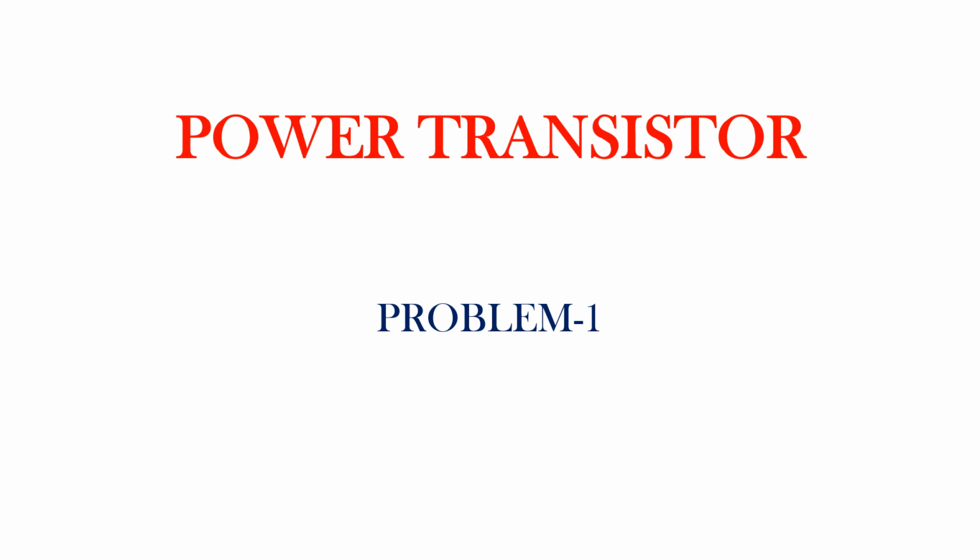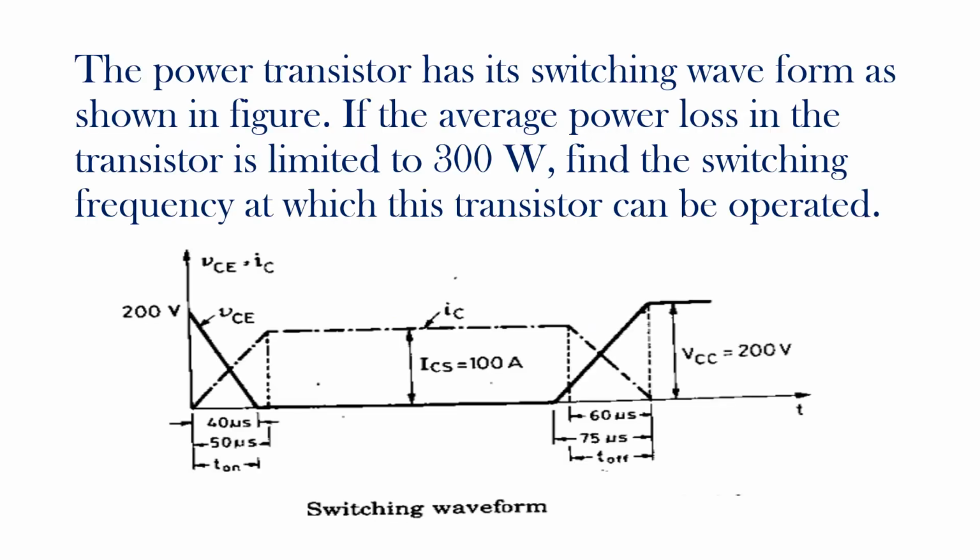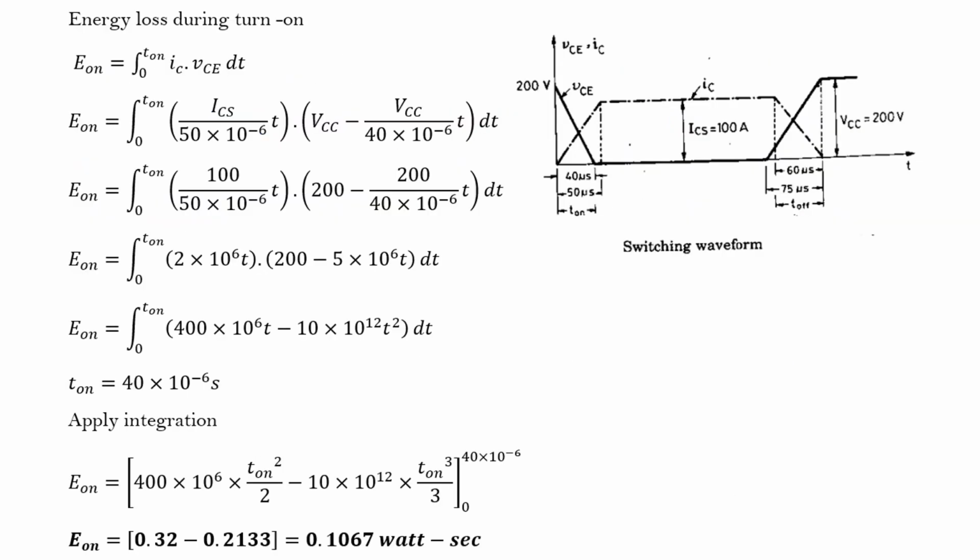In this video, I am going to explain a problem on power transistor. The power transistor has a switching waveform as shown in the figure. If the average power loss in the transistor is limited to 300 watt, find the switching frequency at which the transistor can be operated. Here the switching waveform is given, and the maximum current as well as voltage value are also given.